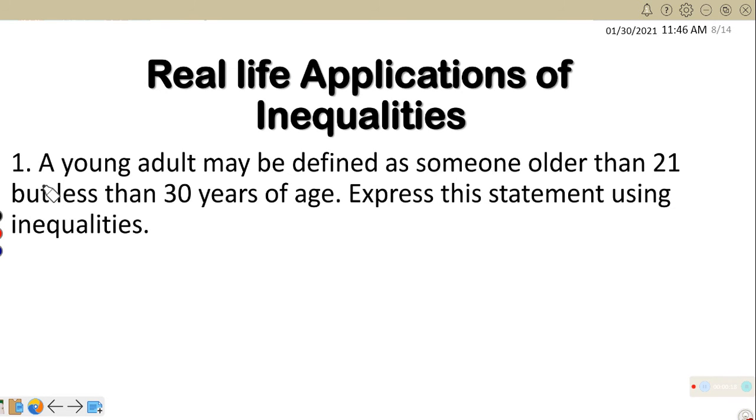Real life applications of inequality. Example number 1: a young adult may be defined as someone older than 21 but less than 30 years of age. Express this statement using inequality.